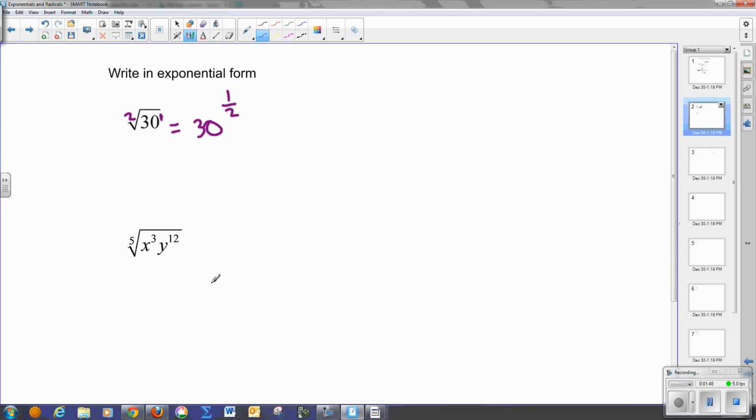Pretty straightforward. Now if we were to take this next one, and we know that the index acts as the denominator, that gives us x to the 3/5 and y to the 12/5. Both carry the same guy. That could also be written as x cubed y to the 12th, all raised to the 1/5. And then we have a power of powers, so we multiply the powers together. Either way.